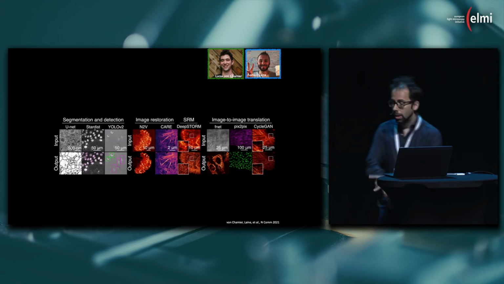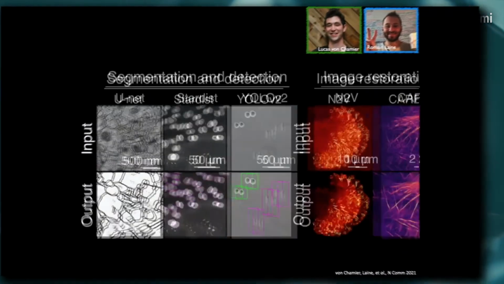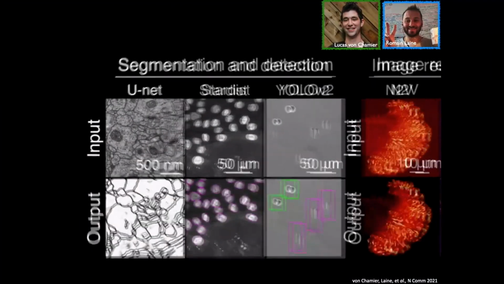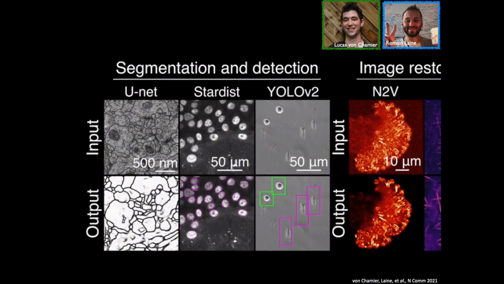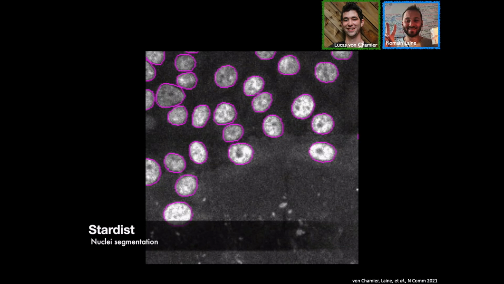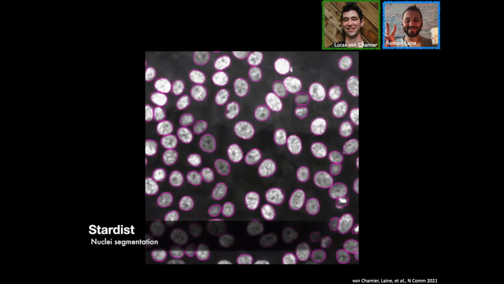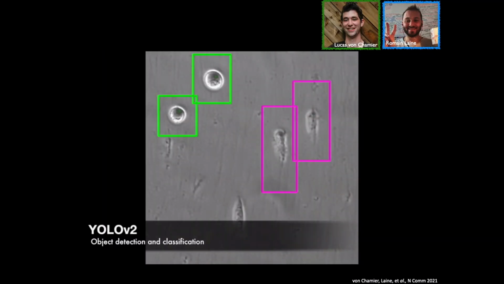So, some examples of what you can get with this. I'm just going to go through some of the networks that we've implemented. And by the way, many of these networks are developed by other labs. The only thing that we did is re-implement those networks into the ZeroCostDL4Mic platform. So you're seeing here segmentation networks like a UNet and StarDist, and now we're going to shift into classification.